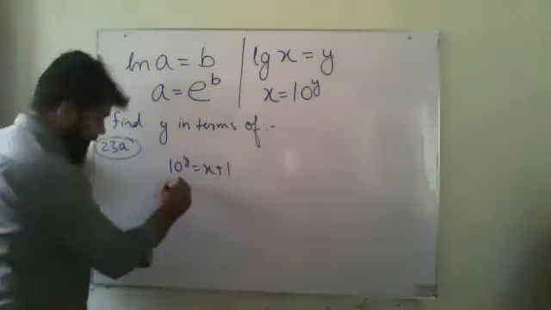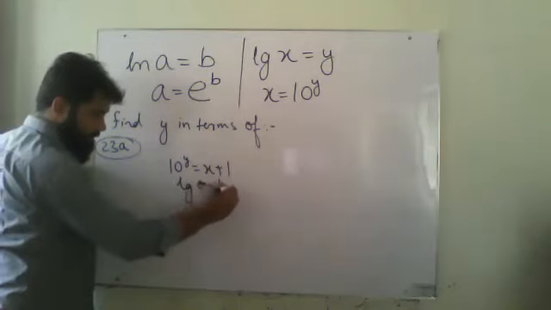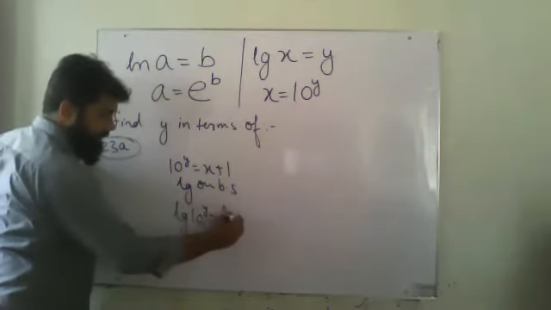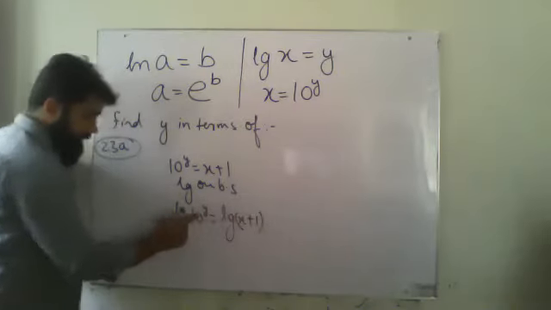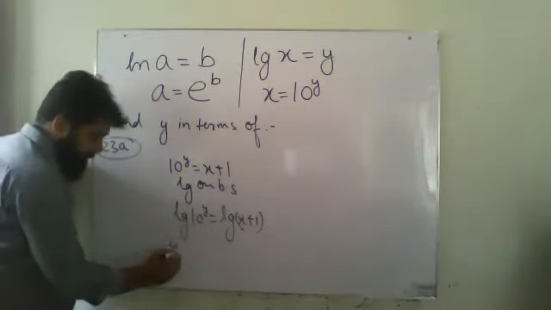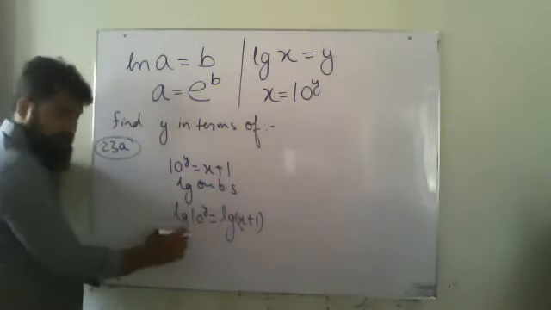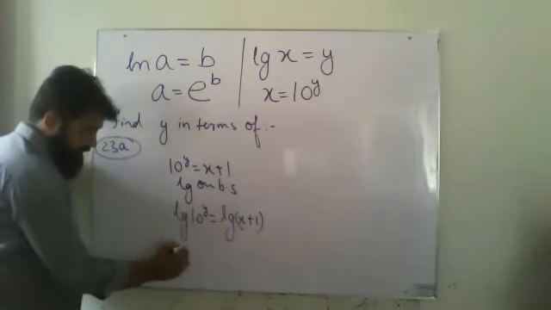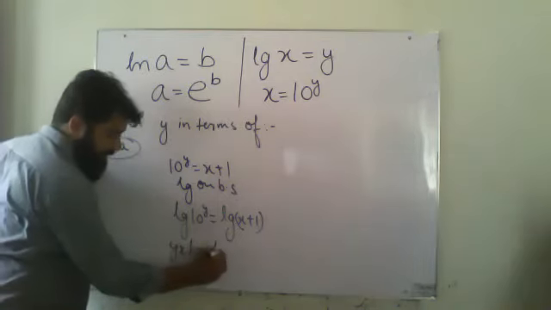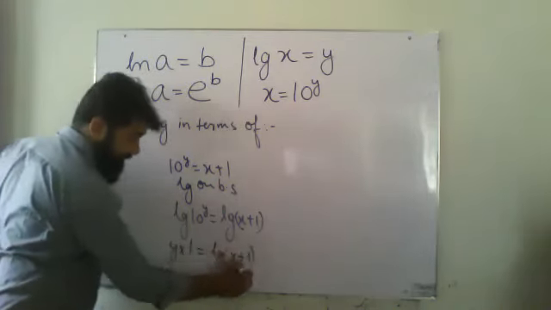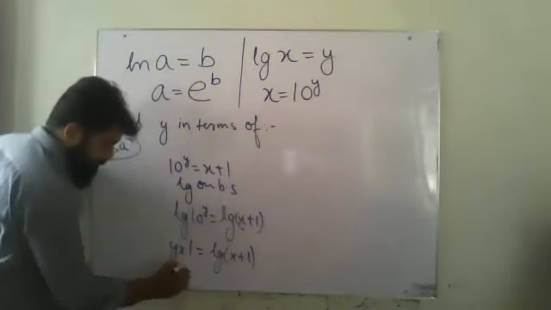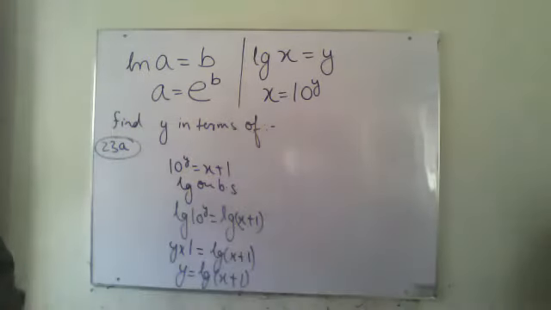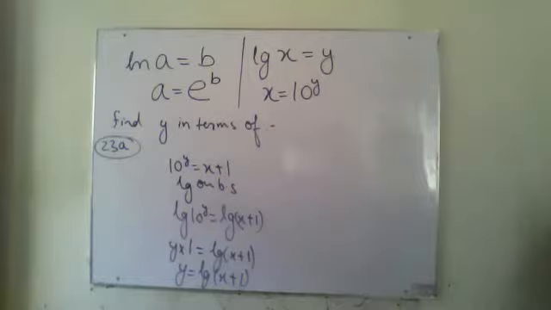So lg on both sides, this will become lg 10^y equals lg (x plus 1) in brackets. After this, y will be shifted before the log. lg 10, lg has base 10, so base and multiple are the same. So lg 10 will become 1, and the simplified part will be y equals lg (x plus 1), and that's it. I don't have to do anything else. This will be my answer.